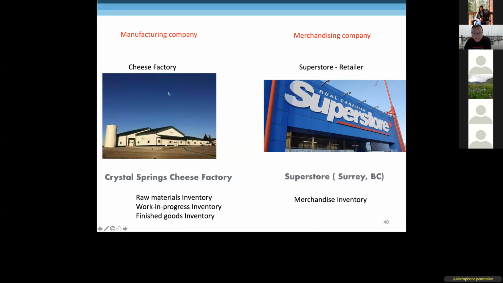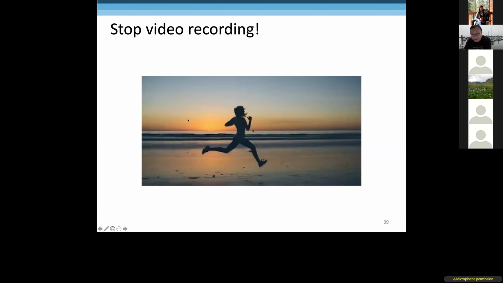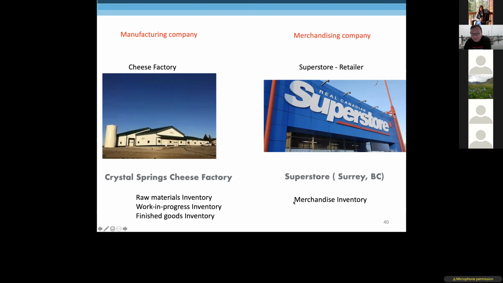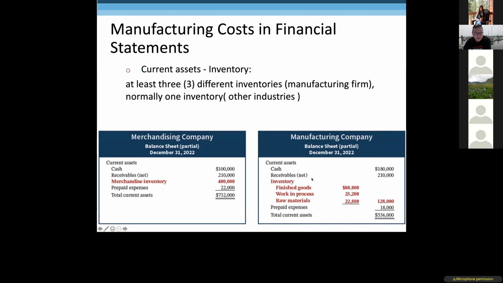Okay, so the finished cheese will come to Superstore from a supplier, right? And so they only have one inventory, right? Superstore does not carry 50% completed cheese, so they do not have work in process inventory, and they don't have milk for making cheese, so they don't have raw materials. So their inventories are assets, right?